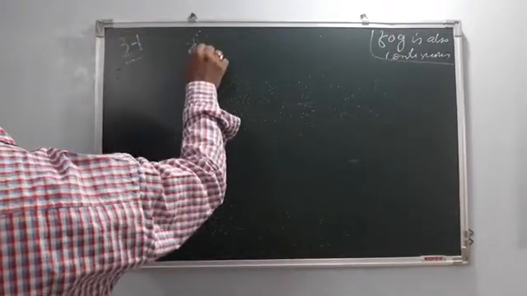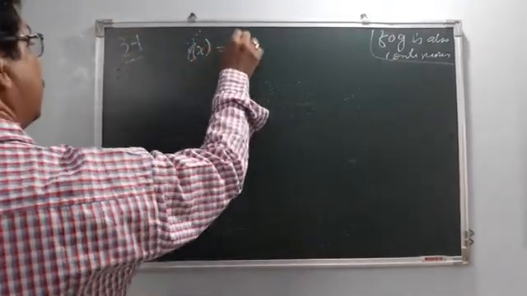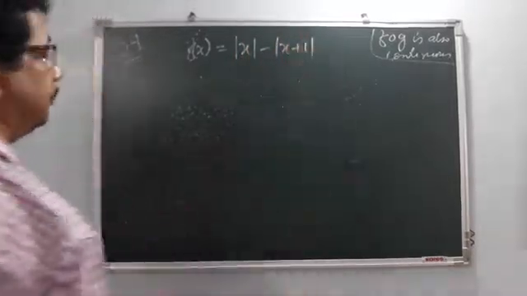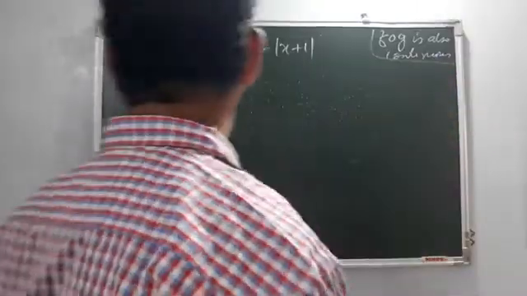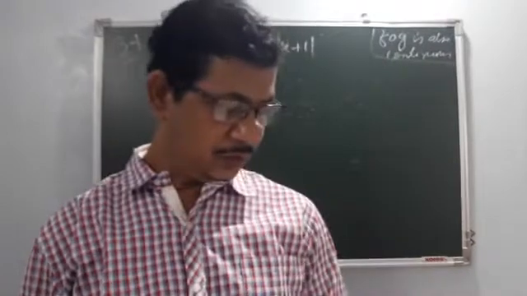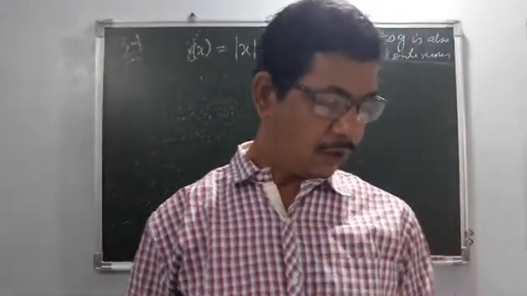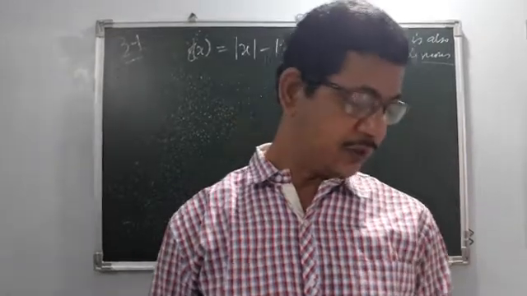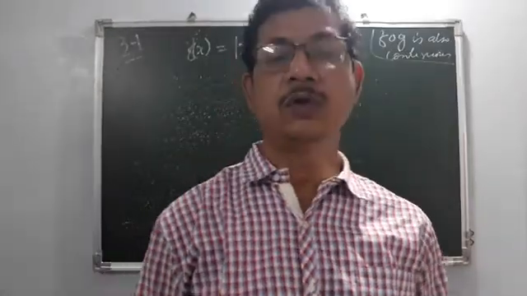For 34 they have given f(x) equal to modulus x minus modulus x plus 1. Question 34: find all the points of discontinuity of f defined by f(x) equal to modulus x minus modulus x plus 1.